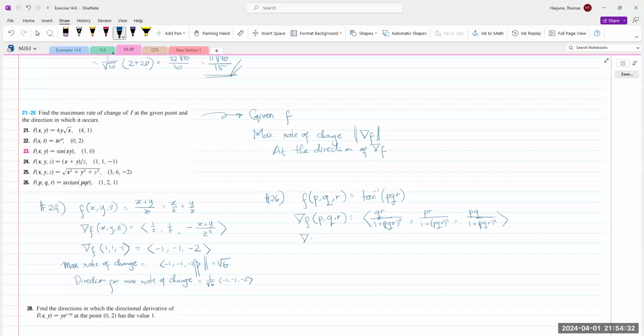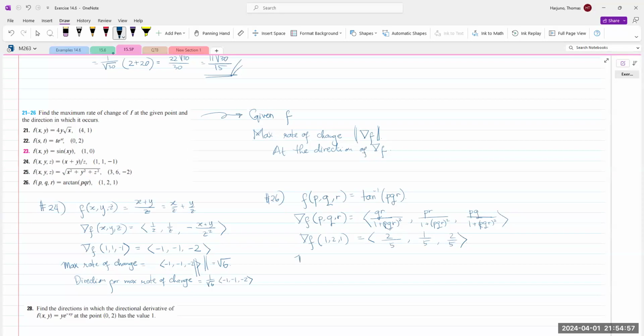So the gradient of the function at the coordinate (1, 2, 1), therefore, is 2 over 5. Am I right? The denominator is 2 squared, 4, plus 1, 5. Yeah. pr, that's 1 over 5, and then pq, that's 2 over 5.